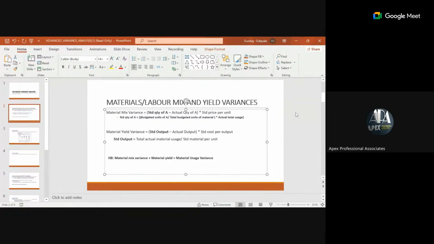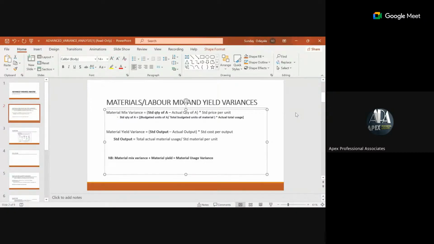But I can process that 20 kg and get 18 breads. That means I'm short of 2. Or I can process that 20 kg and get 25 breads. That means I'm getting more than what I'm supposed to get, and that's going to be favorable, definitely. So that is what the yield variance is saying.